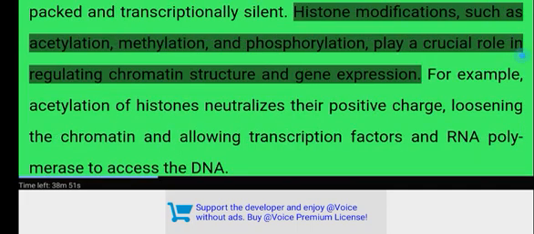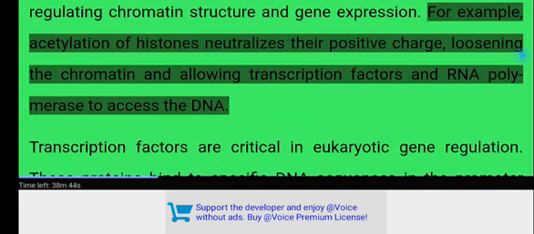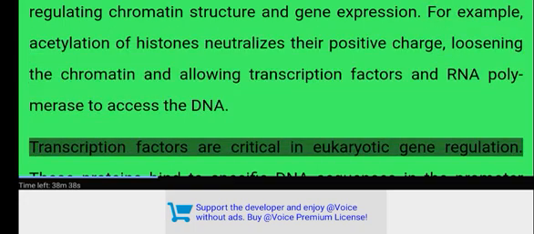Histone modifications, such as acetylation, methylation, and phosphorylation, play a crucial role in regulating chromatin structure and gene expression. For example, acetylation of histones neutralizes their positive charge, loosening the chromatin and allowing transcription factors and RNA polymerase to access the DNA. Transcription factors are critical in eukaryotic gene regulation.